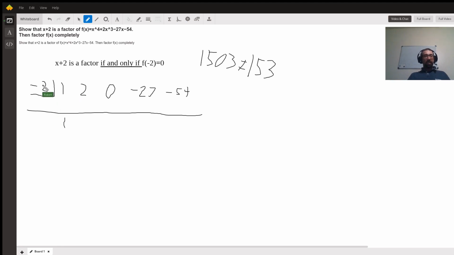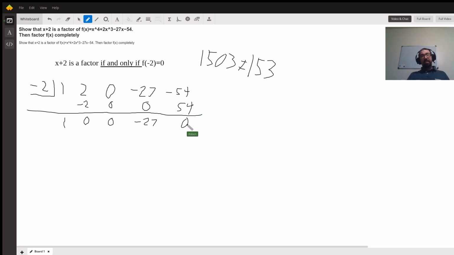And I say multiply. Negative 2 times 1 is negative 2. And if you add, you get 0. Then I multiply in. Negative 2 times 0 is 0. Add, you get 0. Negative 2 times 0 is 0. Add, you get negative 27. Negative 2 times negative 27 is 54. Add, you get 0. And there's no remainder.